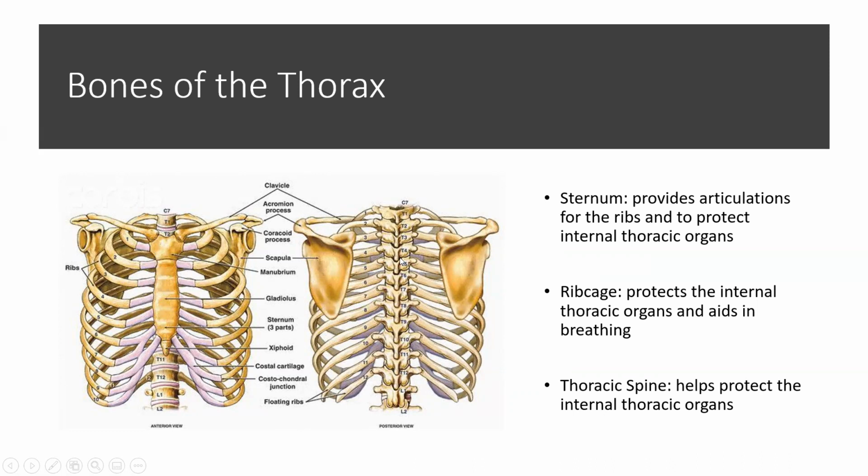Also, as you guys might already know, in children, these three parts are joined by cartilages. However, as they progress to adulthood, the cartilages ossify. The sternum protects the internal thoracic viscera, which is its function, such as your heart, lungs, and esophagus.